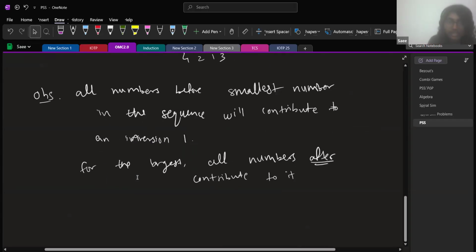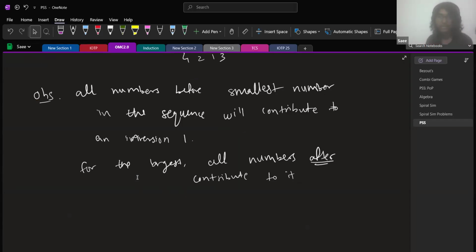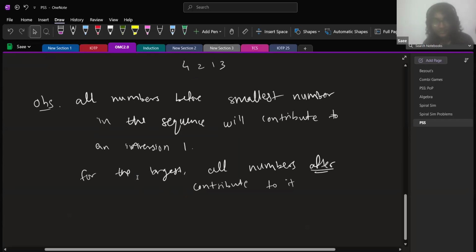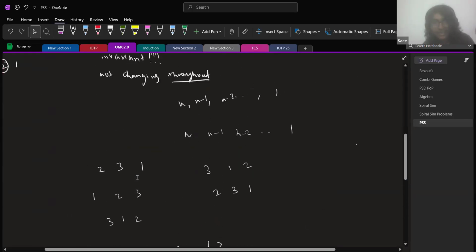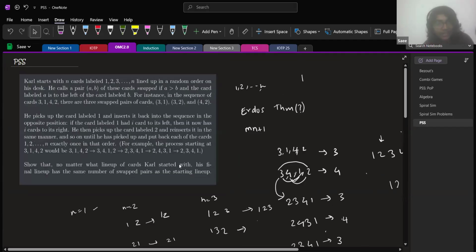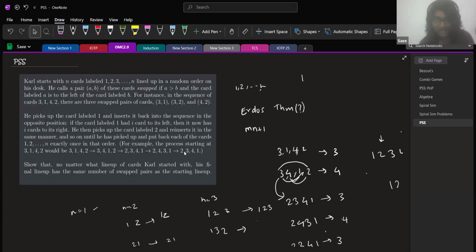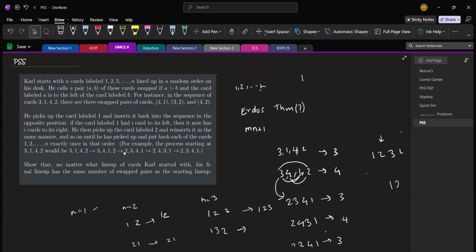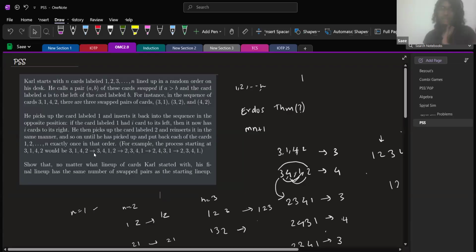We just claimed that if we have the smallest number, then everything before it contributes. And if we have the biggest number, then everything after it contributes to the inversion. So can we do something nice by which at every step the number of inversions is not changing? Does that make sense? So we're talking about the first step itself that this holds, right? Yes. For now, just think about the first step.